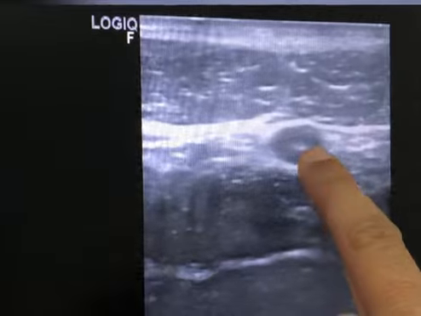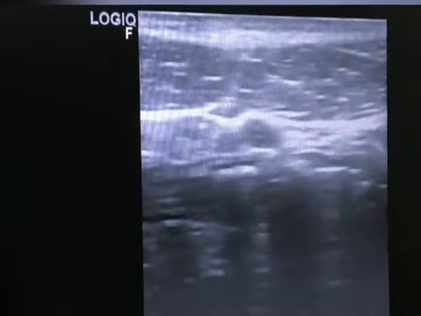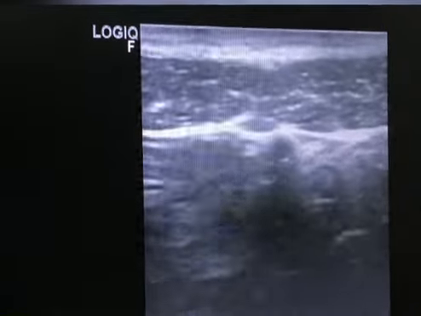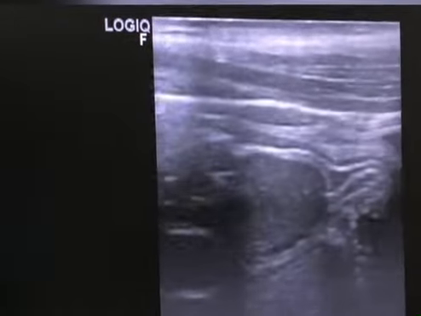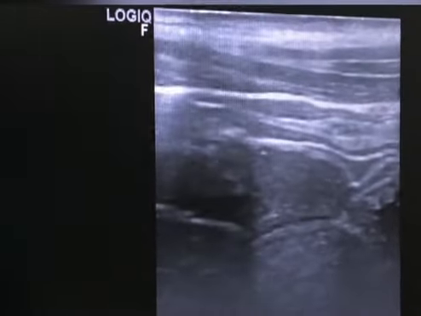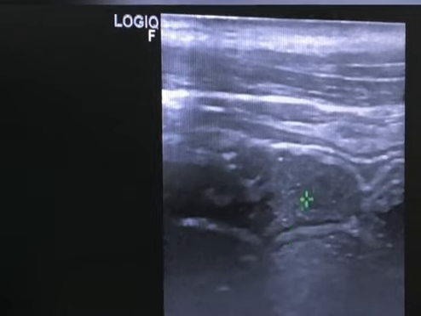In transverse view, it is best visualized in the midline, and you have to see the extent, at what length it is extending.